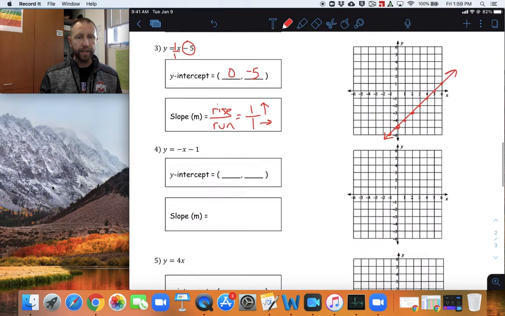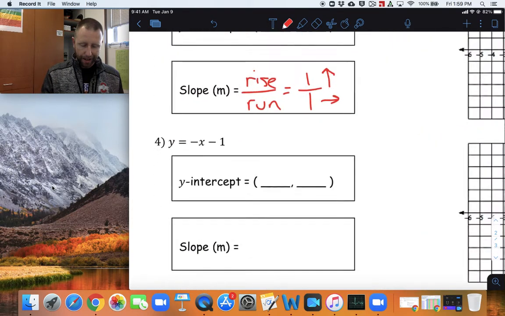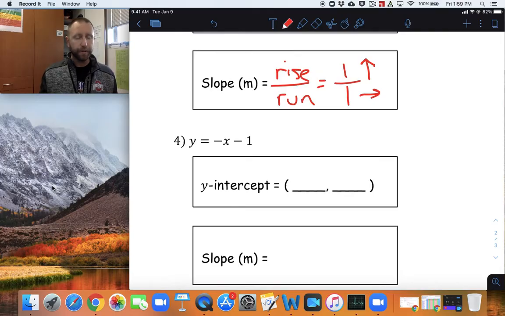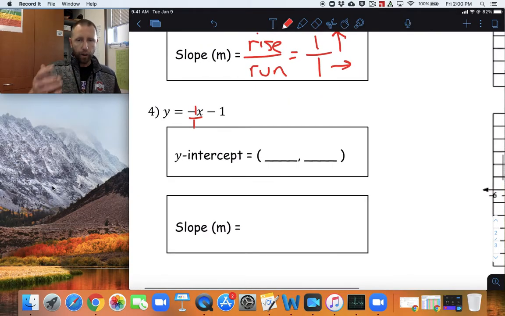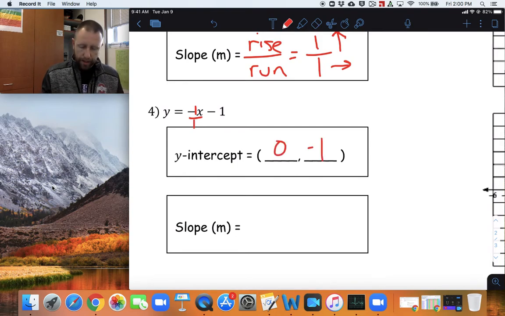Okay, for this fourth example, same thing. It looks a little different. There's no number in front of x. There is a minus sign, which is telling me my slope is negative, but negative what? Well, we know to add in a 1, and then just to make it a fraction, so it's negative 1 over 1. Let's write down our y-intercept first. Our y-intercept is a minus 1 there, so it's a 0, negative 1.